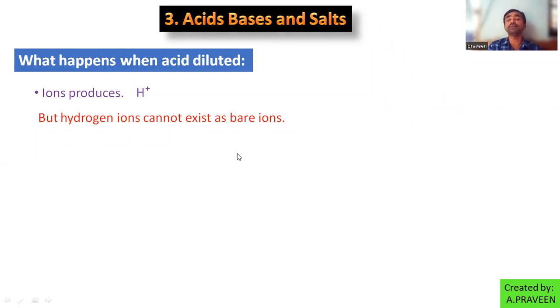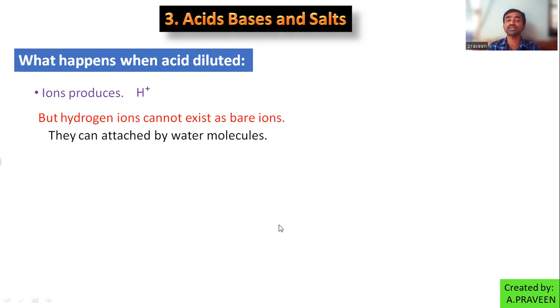They combine immediately with water molecules, nearly three to four or more, right? So they combine with the water molecules. Simply, hydrogen ions are produced by adding HCl into the water, but they are immediately attached by water molecules and remain as H3O plus ions.